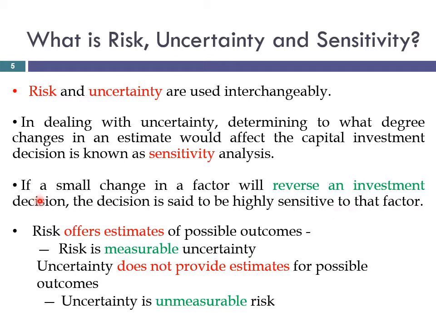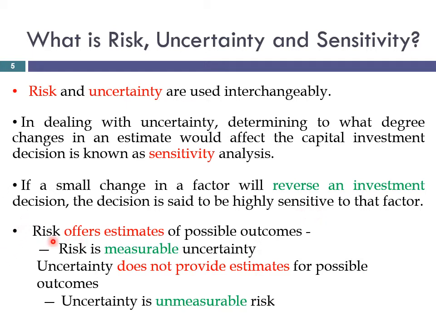But if, for example, our estimated annual revenues is $10,000, but even if it's reduced to $6,000, a lot of difference, but still we accept the project, then we can say that the decision is not too sensitive to the annual revenues. Okay, it's not highly sensitive.